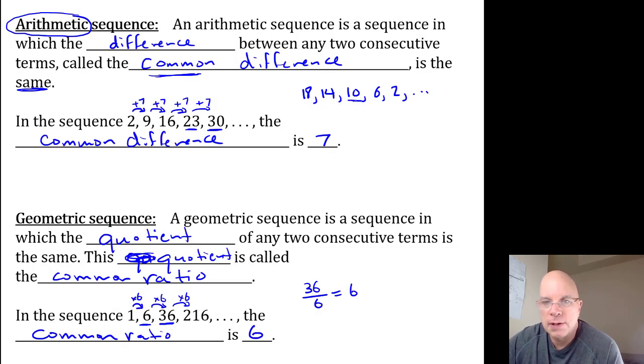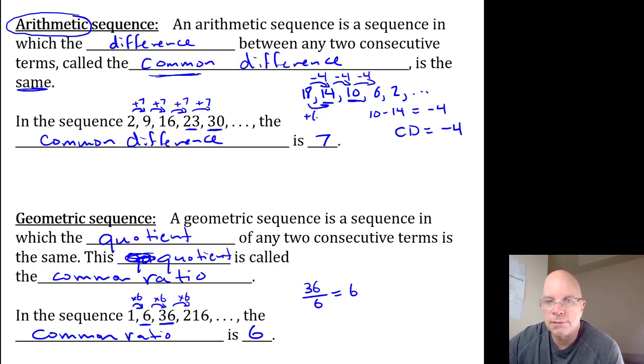If you took a term and subtracted the previous term, like 10 minus 14, in a decreasing sequence, your common difference is negative. So the common difference would be negative 4 here. If it's minus 4, minus 4, minus 4, that's the same as plus negative 4. Because remember, subtracting is the same as adding the opposite.